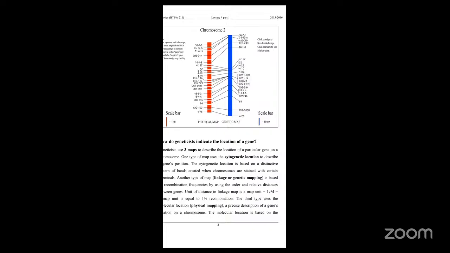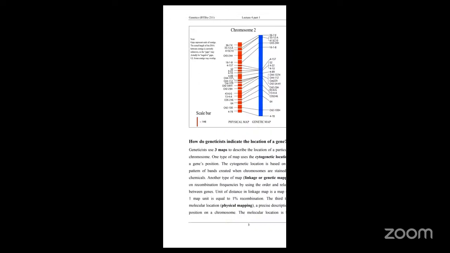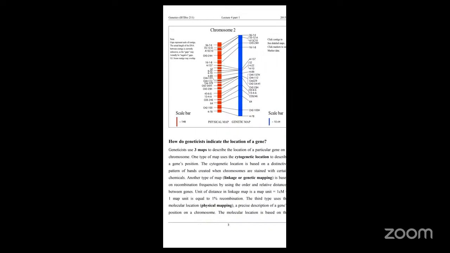One is the cytogenetic map or cytogenetic location. The second is the linkage map or the genetic map, and the third is the physical map. Remember, the cytogenetic map describes the position of the gene on a chromosome. How do we get this cytogenetic location? By staining the chromosomes with certain dyes, and based on the banding pattern they give, the site of that particular chromosome or gene can be identified.